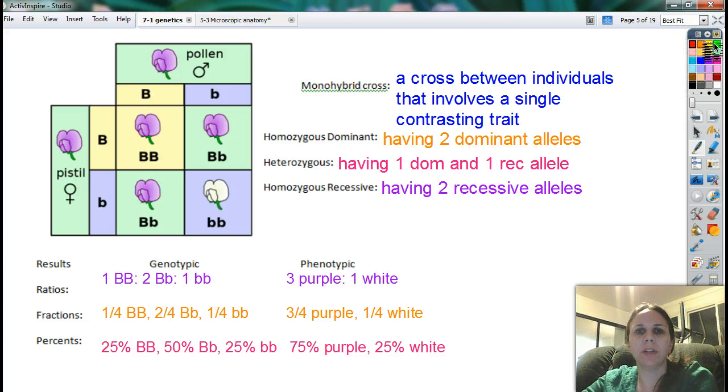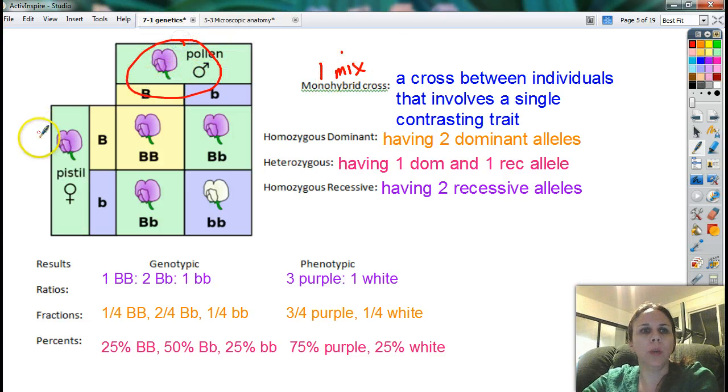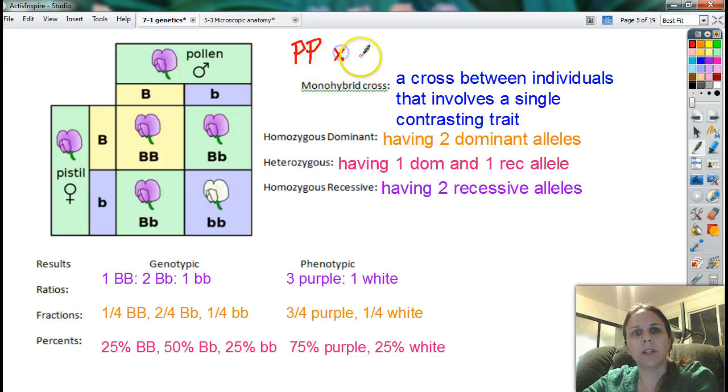Okay, monohybrid crosses. The word mono means one, hybrid means to mix. So what I'm doing is I'm mixing one trait with another one. And we talked about the purple flowers in class with Mendel and his experiment, so we're going to use these purple flowers. Now initially what happened with Mendel is he took a purple flower and crossed it with a white flower like this, and what he ended up with was 100% of them came out purple. Well, what he didn't know is that they were heterozygous.